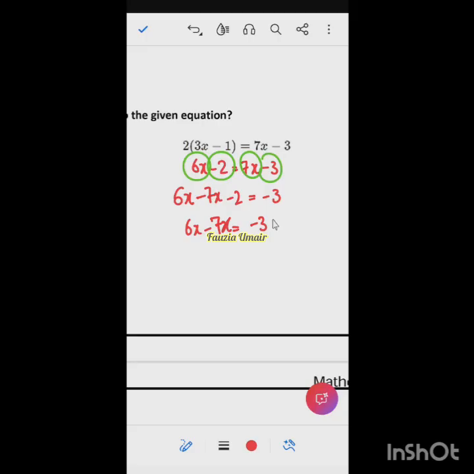So now the integers: 6 minus 7 is minus 1, so minus 1x is equal to minus 3 plus 2. What is minus 3 plus 2? Minus 1. Right? So now the last step, divide both sides by the coefficient. What is the coefficient of this variable?